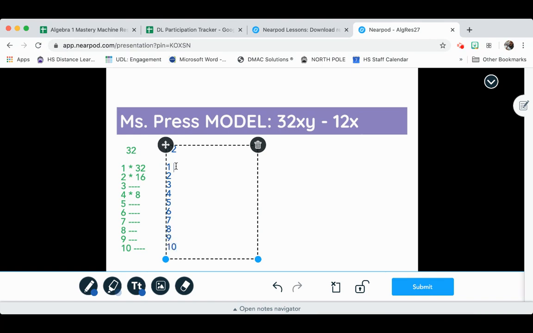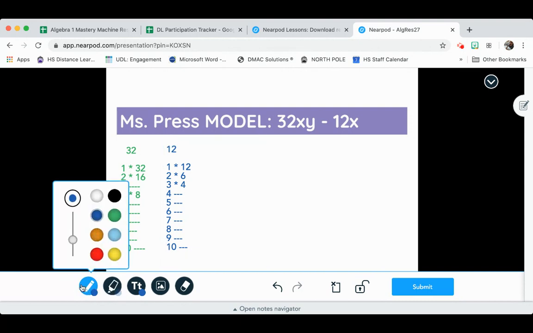12 divided by 1, 12. 12 divided by 2 is 6. 12 divided by 3 is 4. And guess what? I'm at repeats. So I can stop there. I'm not erasing. I'm not deleting. I'm leaving those factors there. I'm just kind of putting lines to show that those don't work.